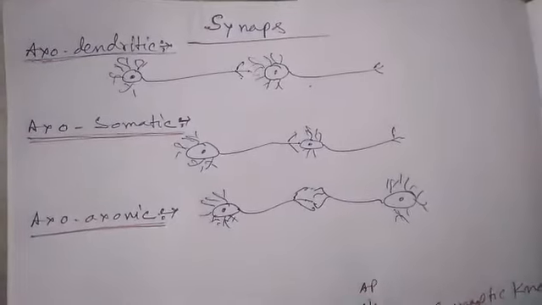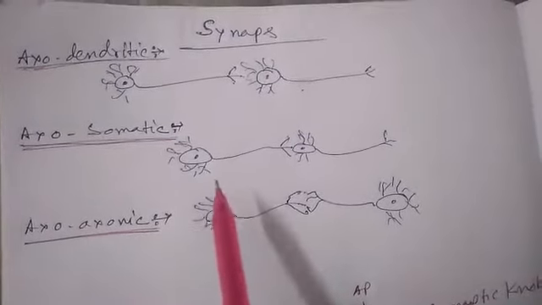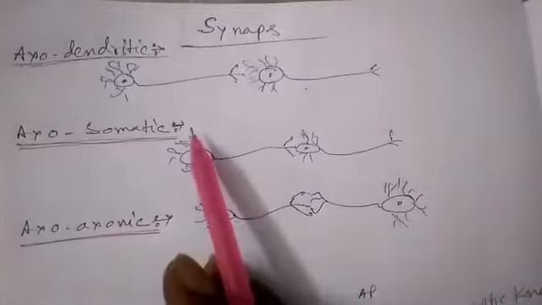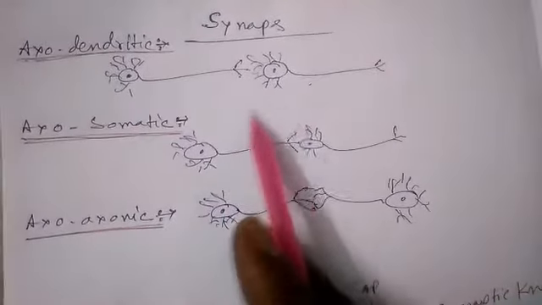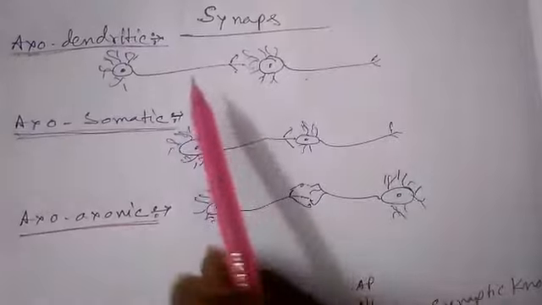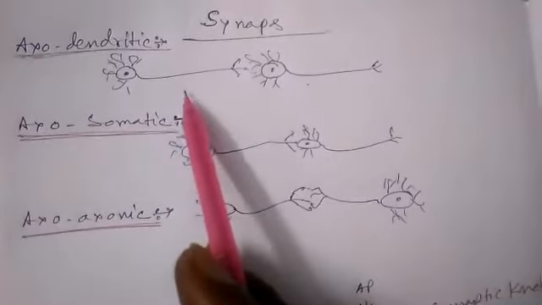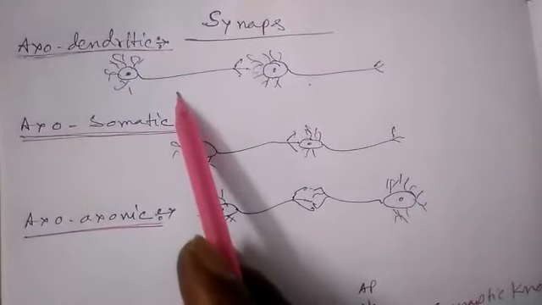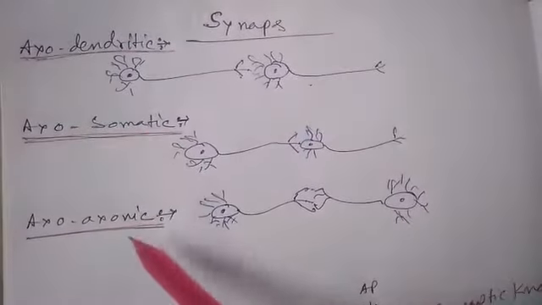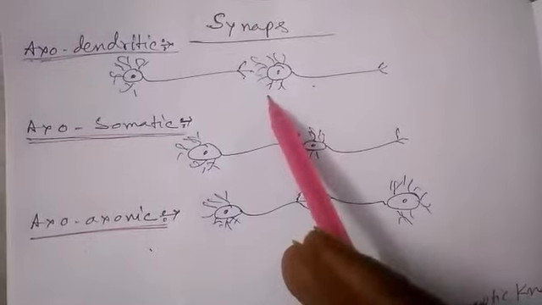Now we are going to deliver a lecture about synapse. Synapse is the connection between two successive neurons. This connection helps to transmit a neural signal from the previous neuron to the next neuron. Synapses are classified into three types: exodendritic synapse, exosomatic synapse, and exoaxonic synapse according to their origin.